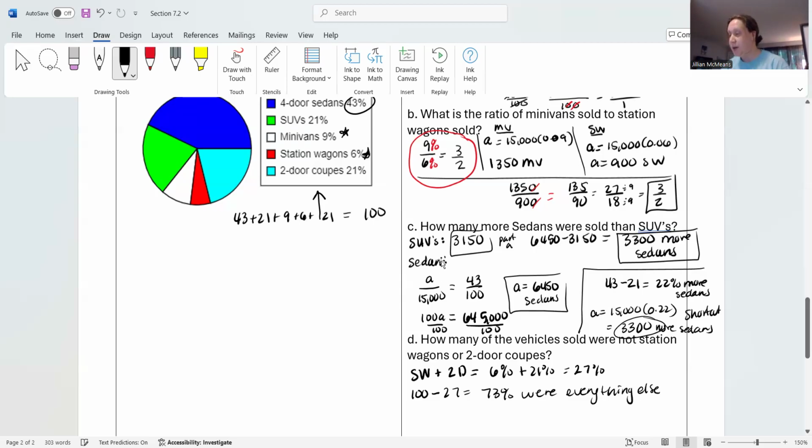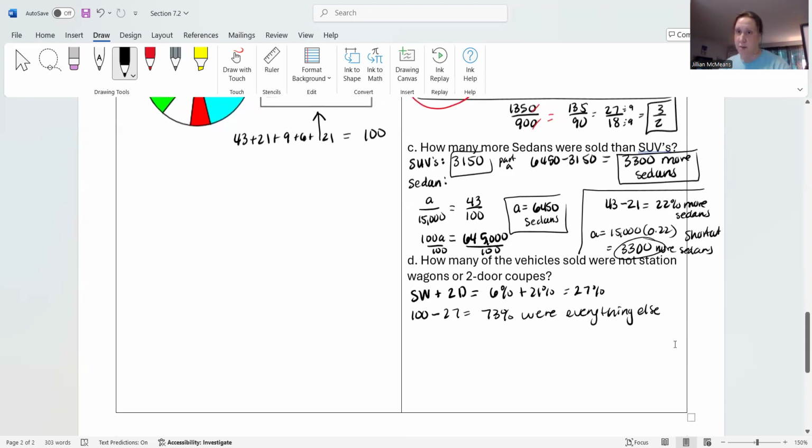All right, so we're going to do the shortcut method here. It's kind of like the shortcut that I showed you in part C. So we can take 73% of the total cars sold, which was 15,000. So let's go back to the percent proportion. We don't know how many cars we're talking about for cars that are not station wagons and two doors, so that's going to be some percentage of 15,000. Now we know all of the other cars represent 73% of the total cars sold. So we're going to do 73 over 100.